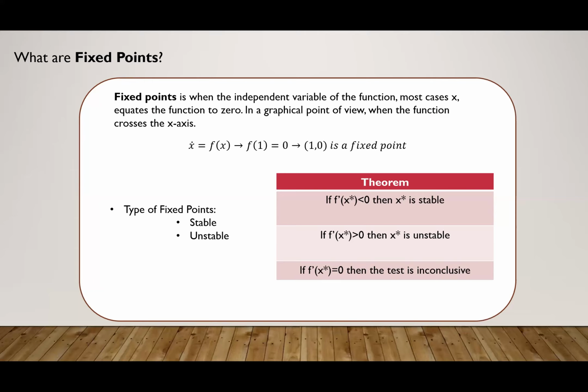When I was explaining the uniform and non-uniform oscillations, I was referring to the intersecting points, now known as fixed points, as stable or unstable or semi-stable. In order to determine what type of fixed points we are dealing with, we could use the theorem as stated in the table, and we will refer to the points as x star. If the derivative of the function equates to something less than 0, it is stable. If the derivative of the function equates to something greater than 0, it is unstable. And if the derivative equals 0, then the test becomes inconclusive.